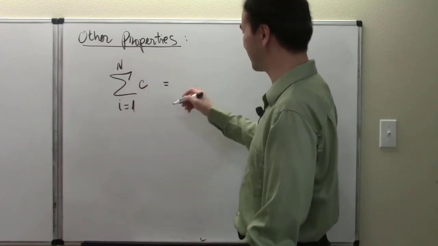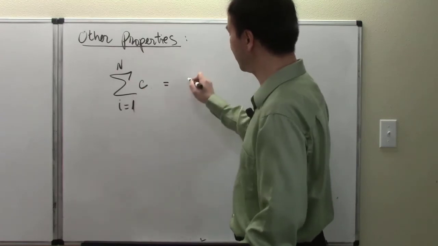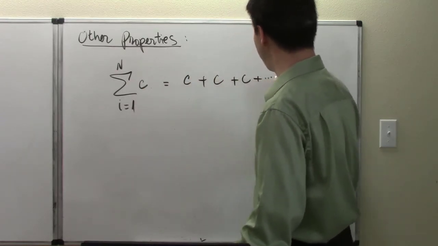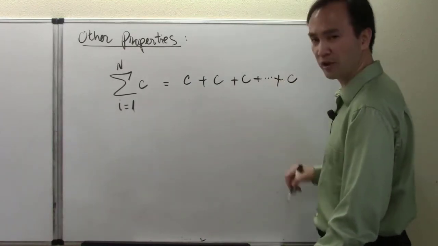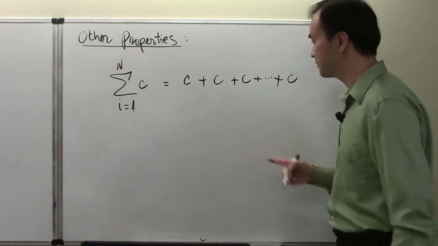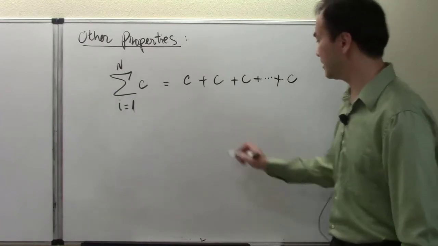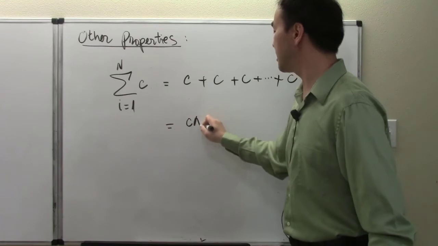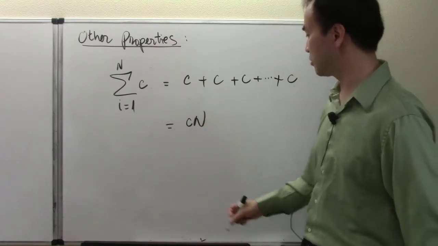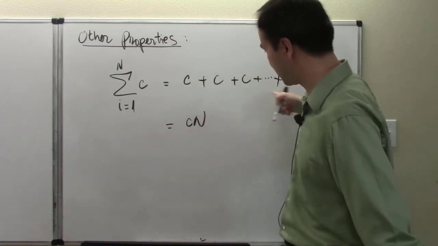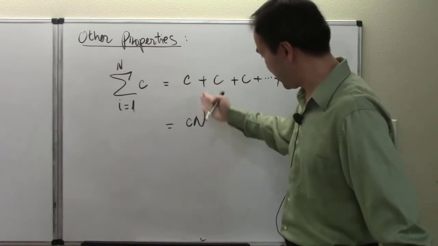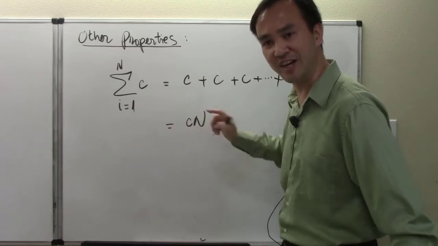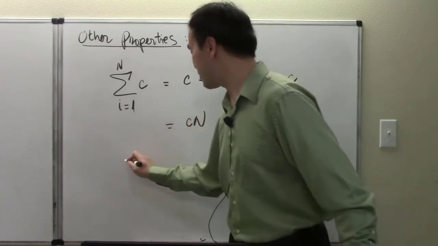So think about it. If we're summing from the first term to the nth term, the first term is c, the second term is c, the third term is c. No matter how far we go for n terms, it's all c. So what do you think this final sum has to be? It's quickly just cn. Because there are n terms, and each term is a c value, n times c, that's why it's cn. And so in short, we can write this.